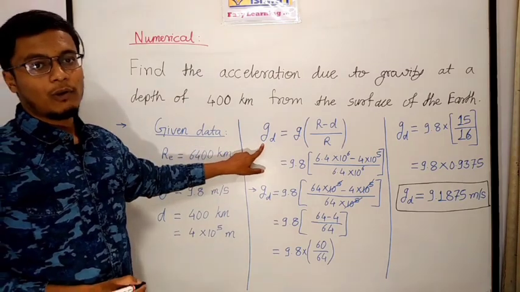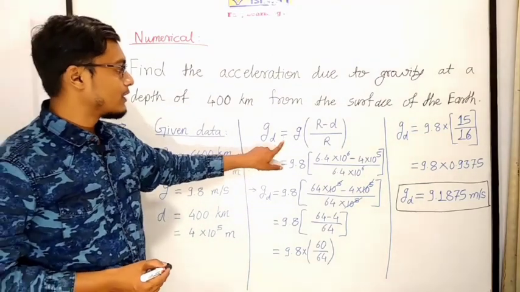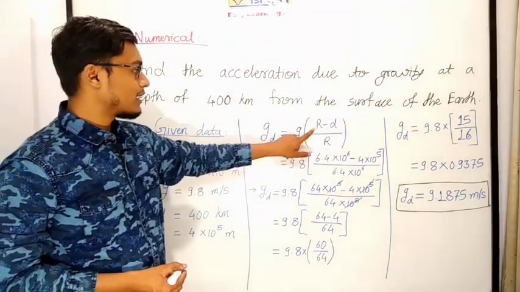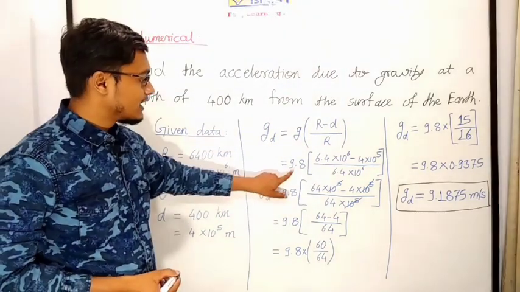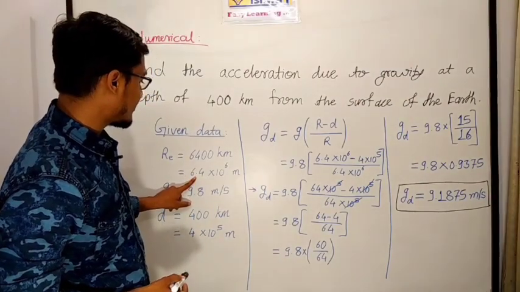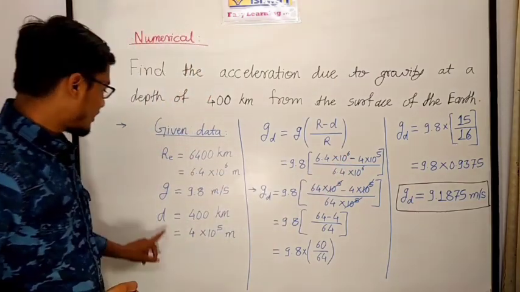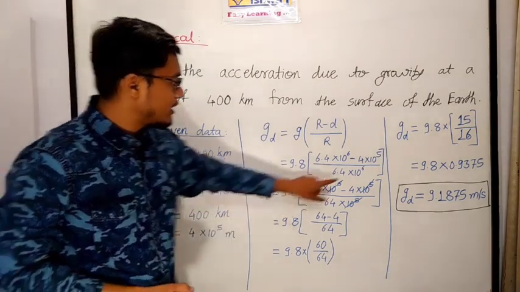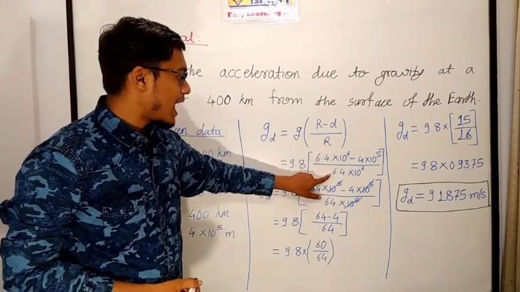Now what is our formula for the change in acceleration due to gravity at depth? It is given as GD is equal to G into R minus D by R. So we will put in our values from the given data. What is our G on the surface of the earth? It is 9.8. Now our R is, as we have taken it here, 6.4 into 10 raised to the power 6 minus, what is our D in meter unit? 4 into 10 raised to the power 5 meter. So this value we will put here. Now what is in the denominator? It is given as R. So we will put the R value here.